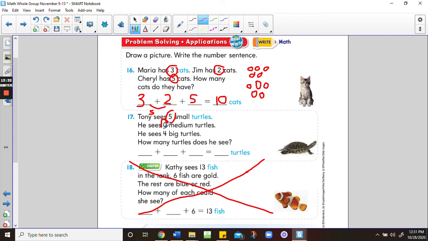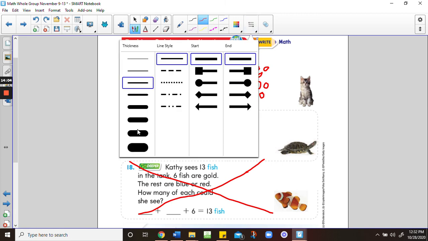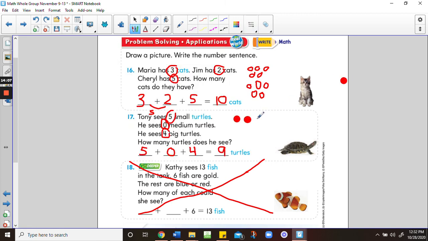Tony sees 5 small turtles. He sees 0 medium turtles. He sees 4 big turtles. How many turtles does he see? I'm going to take those 3 numbers and make it into an addition number sentence. 5 plus 0 plus 4. Plus 0, I kind of like to act like it's not even there because it means nothing. So 5 plus 4 is 5, 6, 7, 8, 9. I counted up. It's 9. And as always, you can draw a picture. 5 small turtles, 0 medium, and 4 big. Great job.